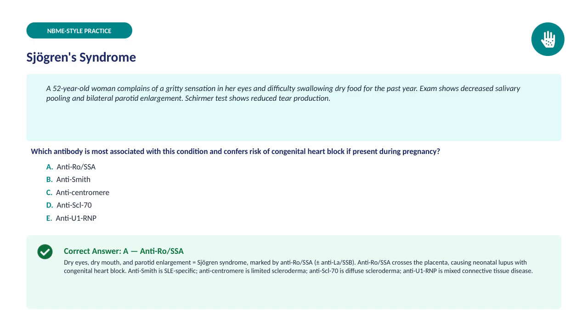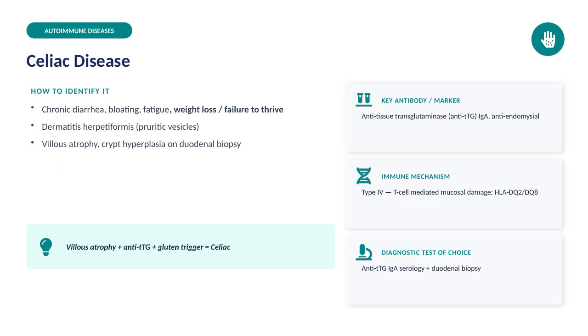Other antibodies listed here belong to different autoimmune diseases. Anti-Smith is specific for lupus, anti-centromere for limited scleroderma, anti-Scl-70 for diffuse scleroderma, and anti-U1-RNP for mixed connective tissue disease. Recognizing anti-Ro/SSA helps not only with diagnosis, but also with managing pregnancy risks in affected women.